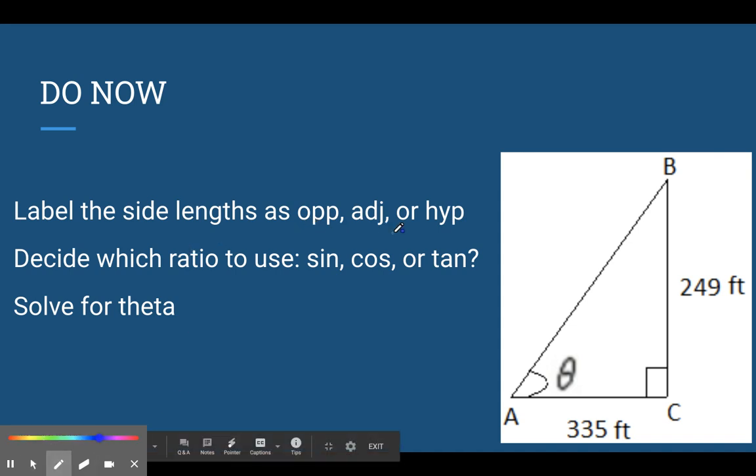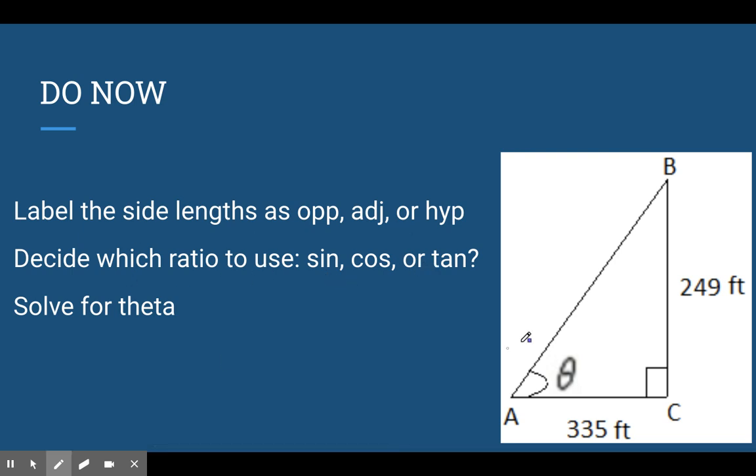Okay, label the side lengths as opposite, adjacent, or hypotenuse. Decide which ratio you're going to use, sine, cosine, or tangent, and then solve for theta. So if this angle is our theta, that means 249 is going to be our opposite side. That means 335 is going to be our adjacent side. If I have opposite and adjacent, that means I'm going to use tangent.